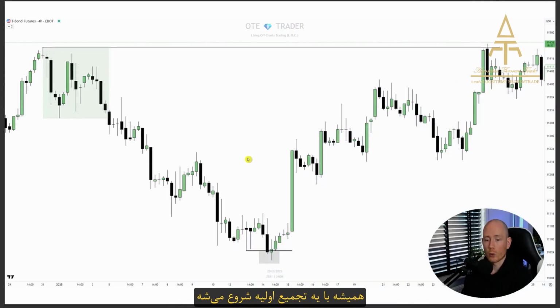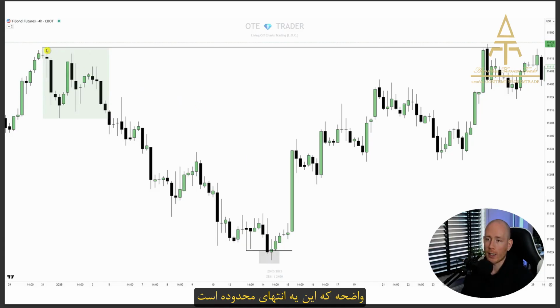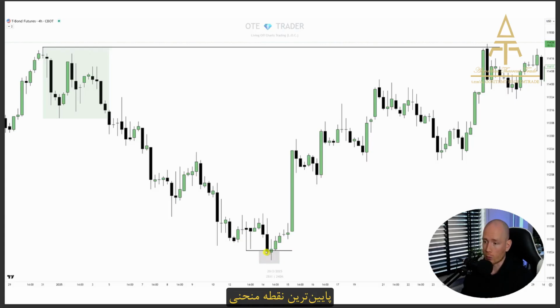It always starts off with an original consolidation. You want to have that original consolidation so you know, okay, this is the start of a market maker model. It's clear that this is the one extreme of the range, and then we're going to wait for a smart money reversal to occur on the other extreme of the range, right? The lowest point of the curve.